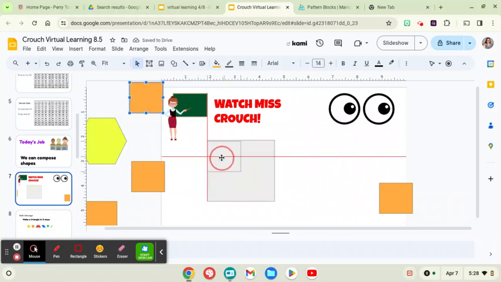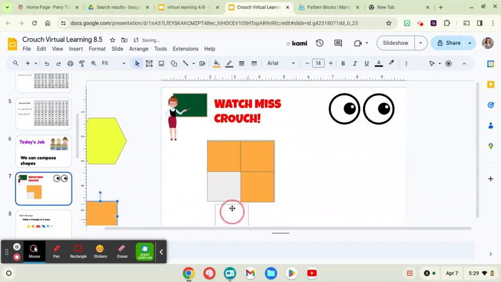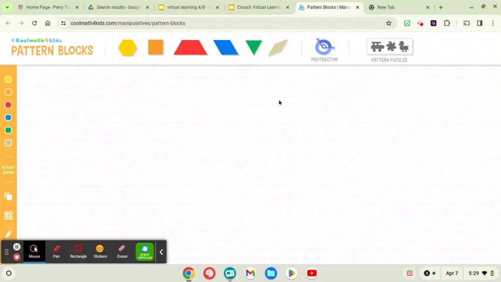I can take these little squares and place them over my gray square. And they fit just perfect right over that square. I just used 4 squares to compose a larger square. We're going to practice making a triangle in 3 different ways. We're going to use this website right here to help us. So there's a couple different ways I can use these shapes to make other shapes.